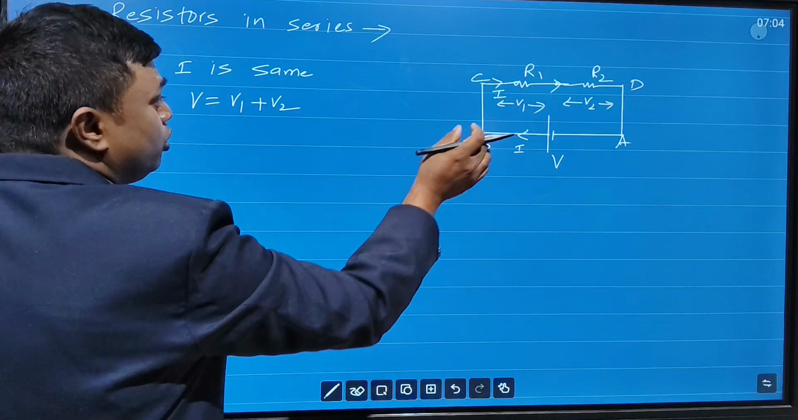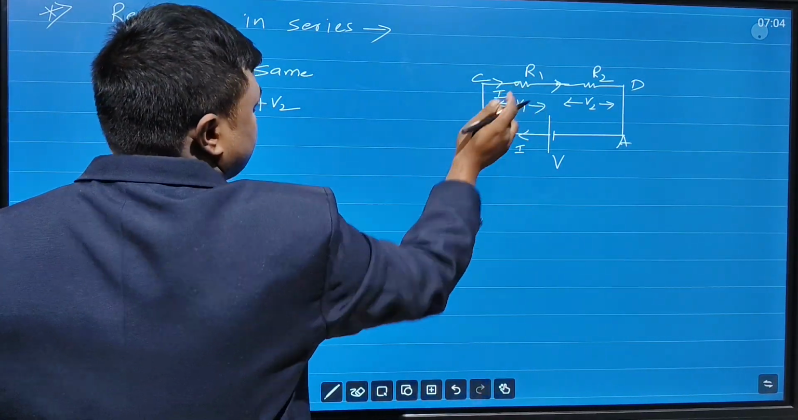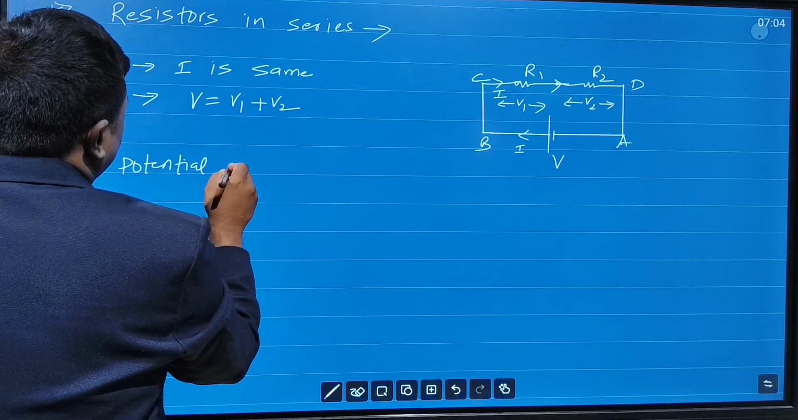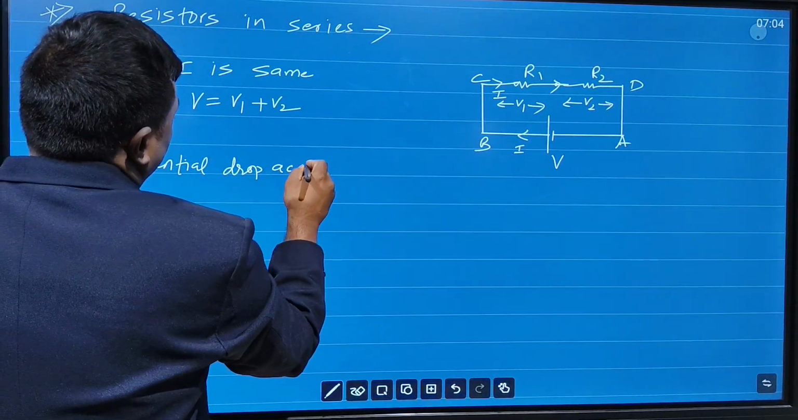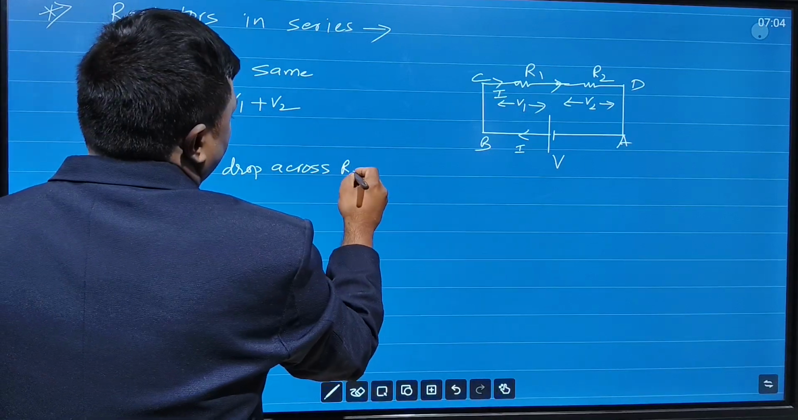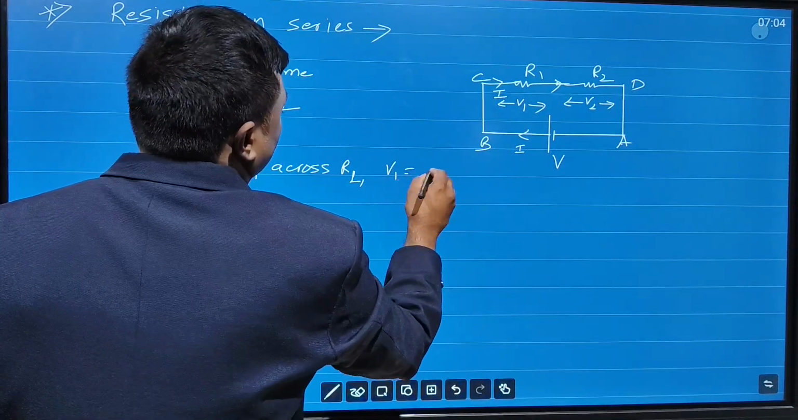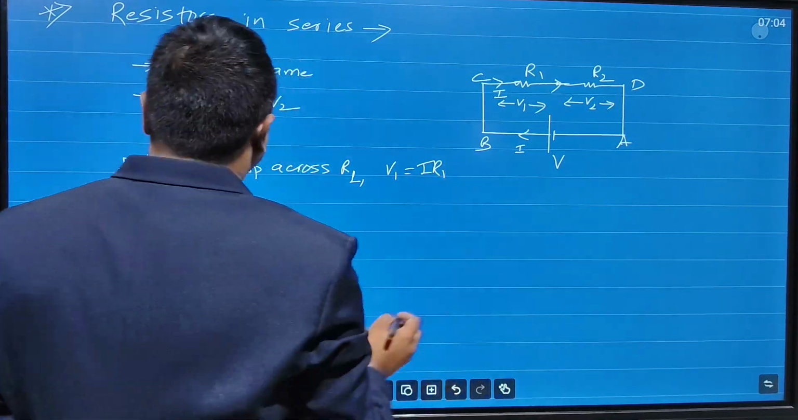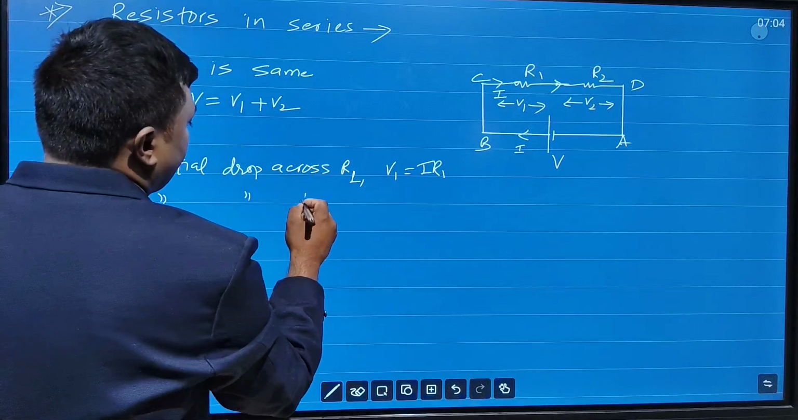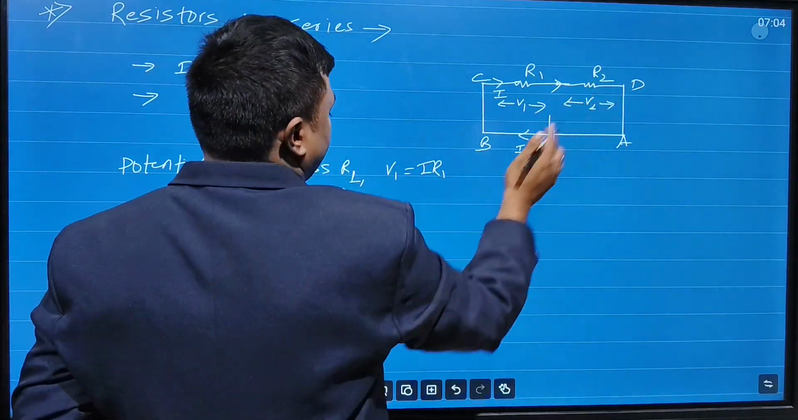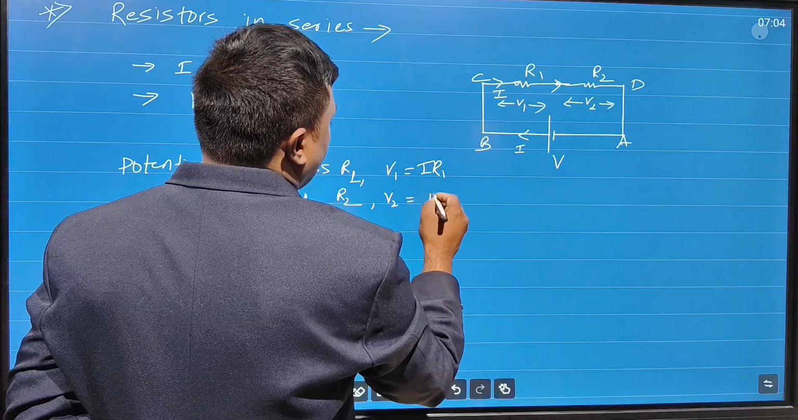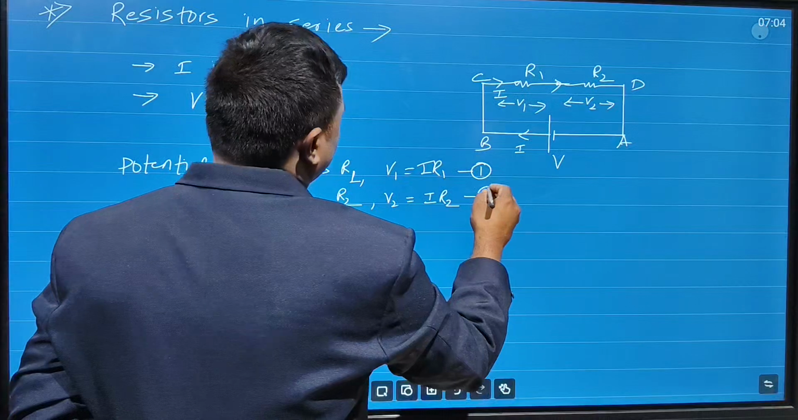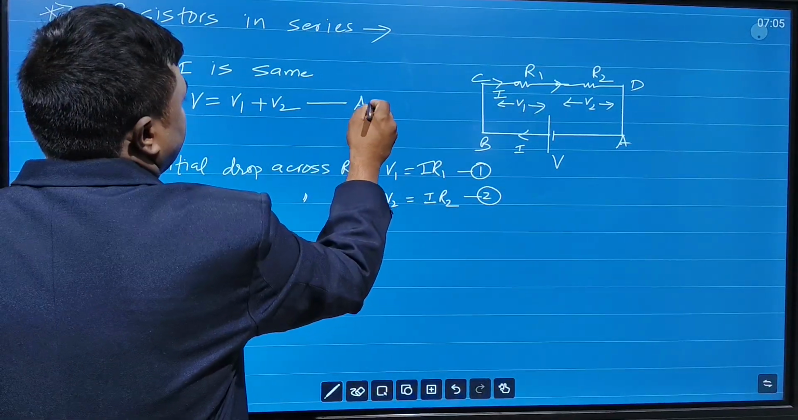Now if you want to know V1, that is the potential drop across R1, according to Ohm's law, what is that? Current into resistance. V1 is I into R1. Similarly, potential drop across resistance R2, that is V2. V2 is equal to what? I into R2. Let's take these as equation 1, equation 2. This I have considered as equation A.